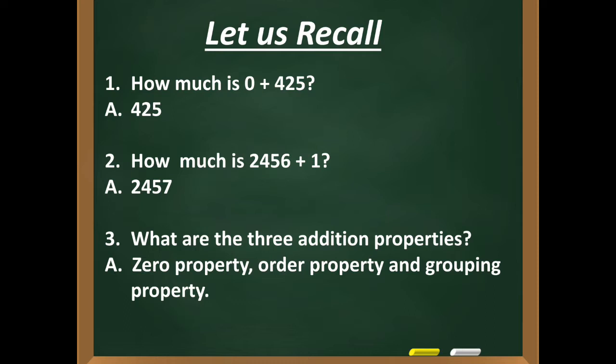Now we are going to learn the new topic, that is quick addition. We have already learned 3 properties of addition, that is zero property, order property and grouping property. We have already learned the zero property, that is if we add anything to 0, the answer will be the number itself. And in today's session we are going to use order and grouping properties.